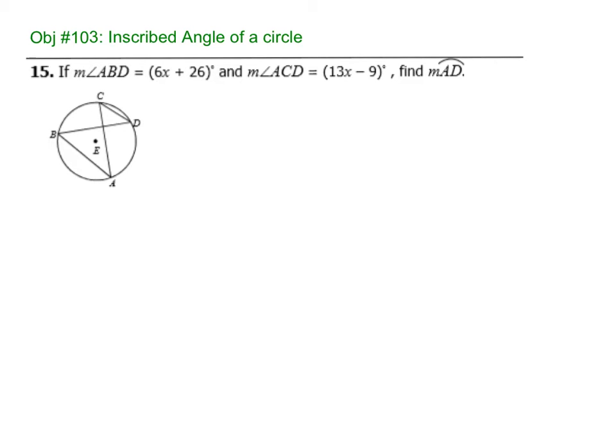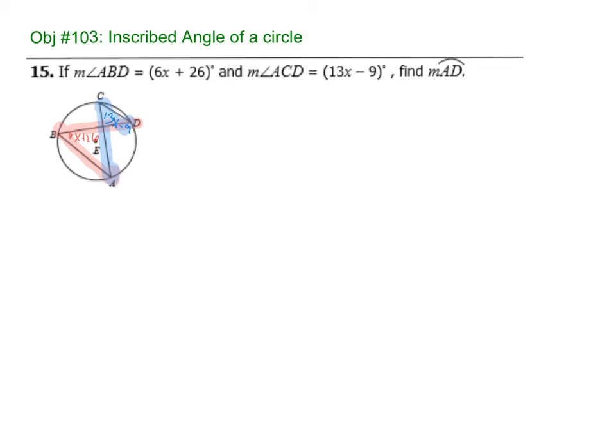All right, ABD. All right, let's see. I'm going to use the highlighter. ABD is this angle. That angle is 6x plus 26. And then we have angle ACD. ACD. And that is equal to 13x minus 9.